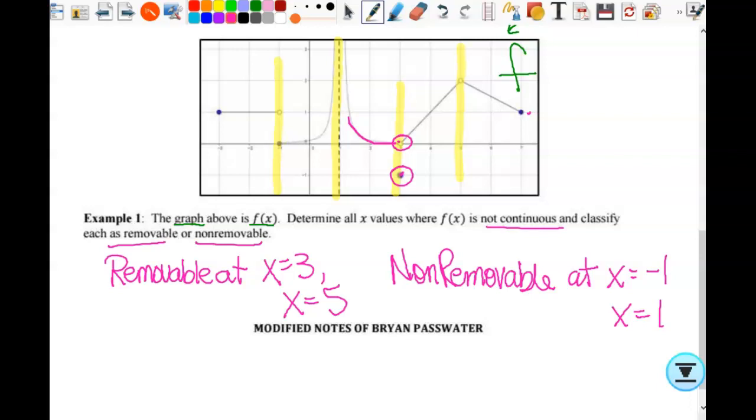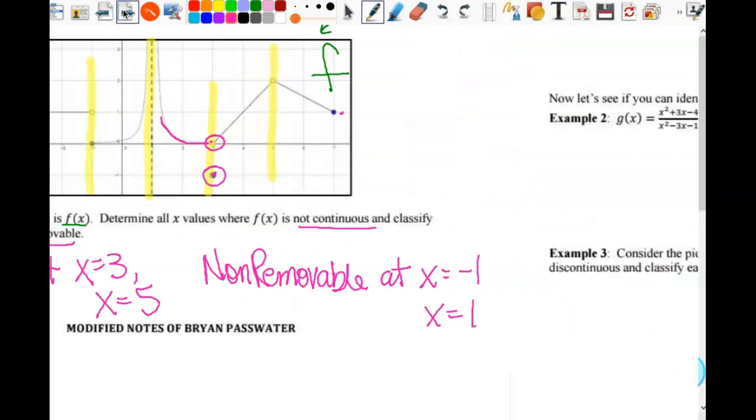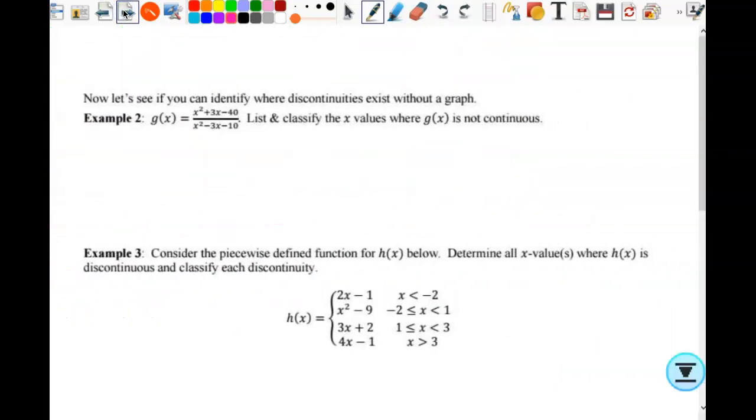Anything else? Okay, beautiful. All right, so on the back here, I was going to make you get up and go to the boards, but we only have 10 minutes left. So I want you to work on example 2. You can do it at your table. And from what you know and from what you can do, see if you can find all of the x values where g of x is not continuous. You can talk amongst yourselves as you work, whatever works for you.